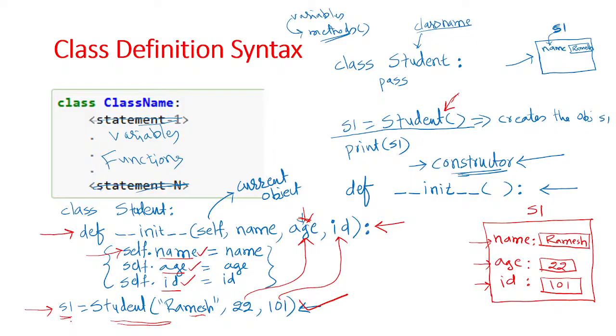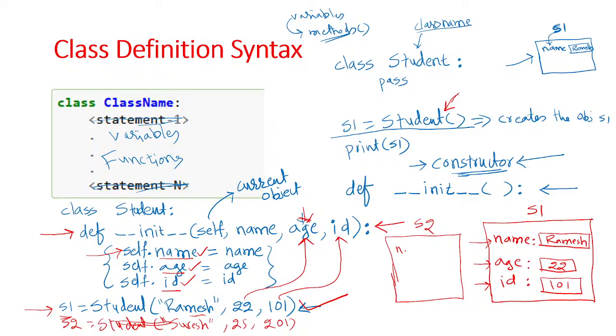Now, if you create one more object like s2 equals Student, with another name, like Suresh, then age 25, then id 201. What happens? One more object is created like this. This object is called s2.